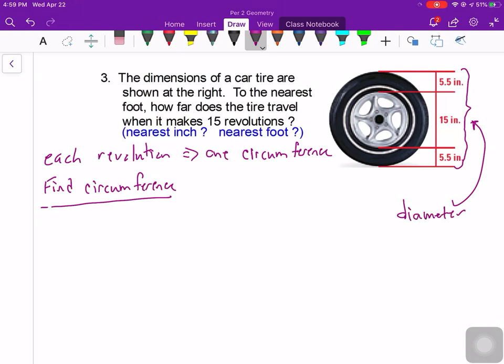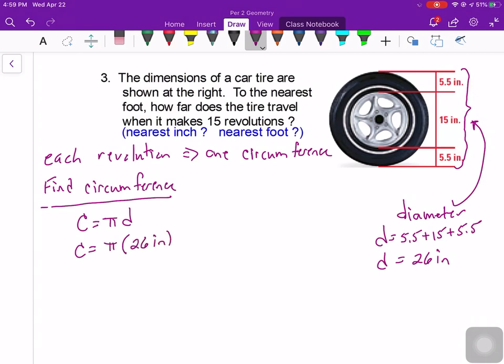So to get the diameter, we'll add all of those numbers together. 5.5 plus 15 plus another 5.5. The diameter then would be 26 inches. And since we have the diameter, we'll use the first formula for circumference. Circumference equals pi times diameter. So the circumference here would be pi times 26 inches. Now they've asked for it to the nearest inch, and they've asked for it also to the nearest foot. But this is just one circumference, so we're not ready to round yet.